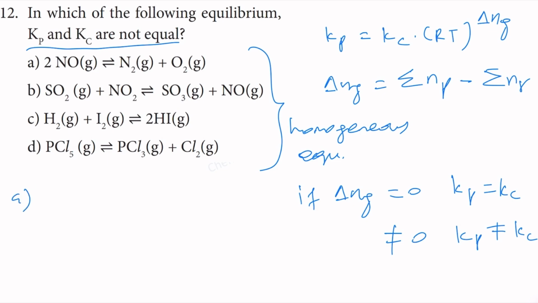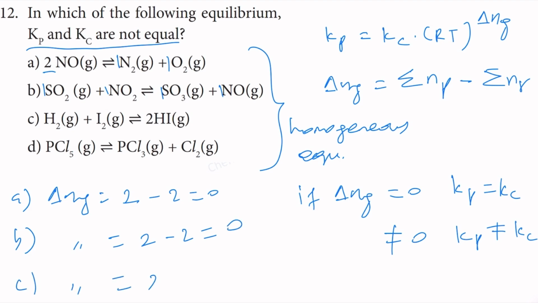In option A, we have 1 mole here, 1 mole here. That means delta Ng is equal to 2 minus 2 here, and that is equal to 0. Therefore, Kp will be equal to Kc in that case. So delta Ng in option B will be once again 2 minus 2, because everywhere it is 1. Therefore, this will also be equal to 0. In C, it will be 2 minus 2 once again, because 1 is the stoichiometric coefficient here for I2 and H2. Therefore, this will also be 0.